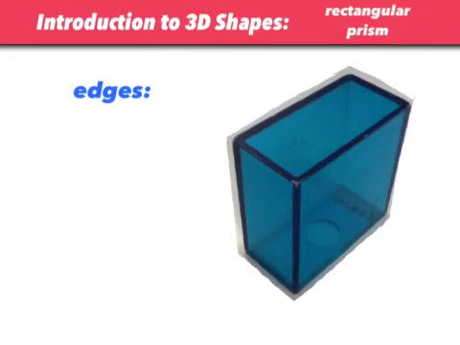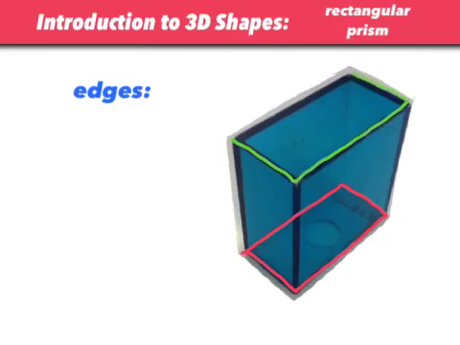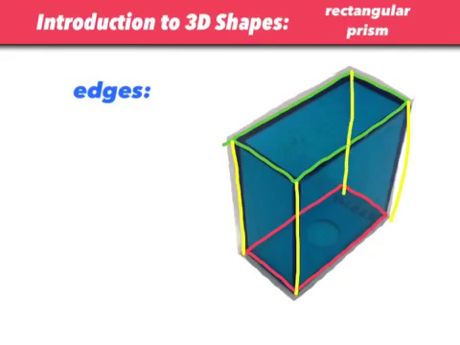Look at the edges now. Remember, that's where the faces join together. Pause the video and have a count of the edges on a rectangular prism. Come back and check with me. Okay, I'll draw them on here. Let's have a look. 1, 2, 3, 4, 5, 6, 7, 8, and then the joining ones, 9, 10, 11, 12. So altogether, 12 edges on a rectangular prism.